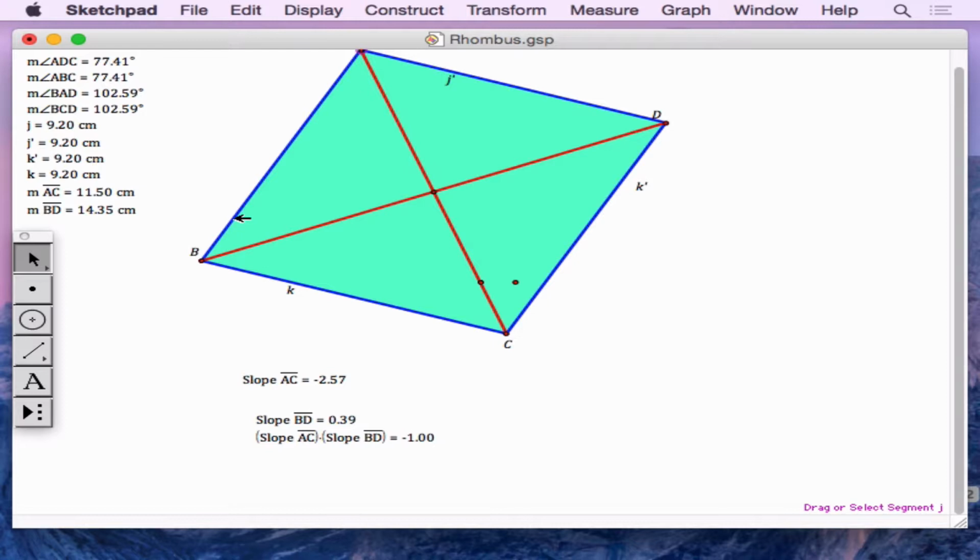All right, anything else? So we know it's a parallelogram. We know it has 4 equal sides, which just differentiates it from a parallelogram. We know the diagonals are perpendicular. Anything else?